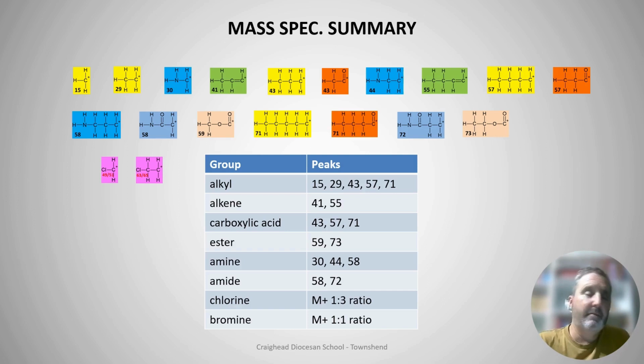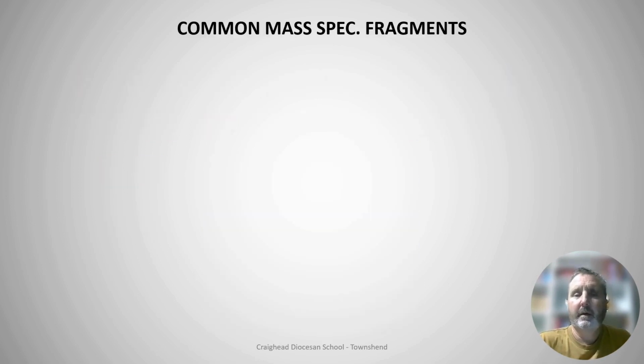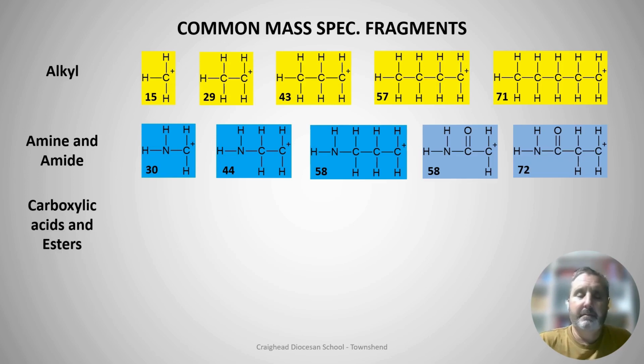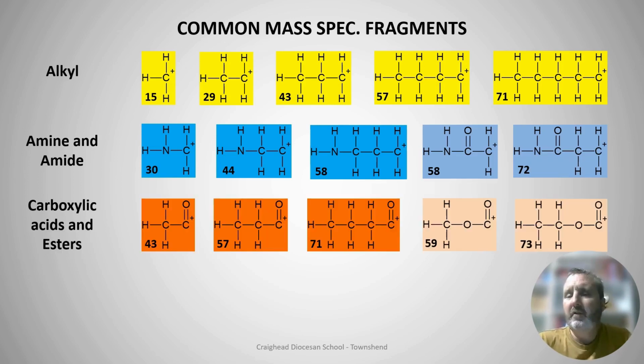Remember again, the chlorines have these double peaks. They're the 3-to-1 ratio. And then we have our bromines that have these double peaks with a 1-to-1 ratio. So just one more time, these are the common fragments that you need to know. Make sure that you become familiar with these.